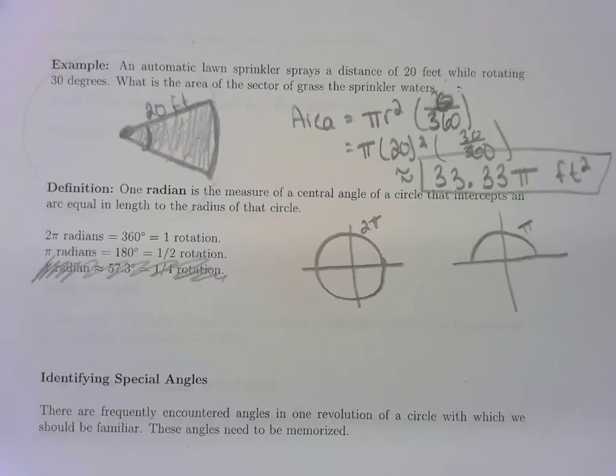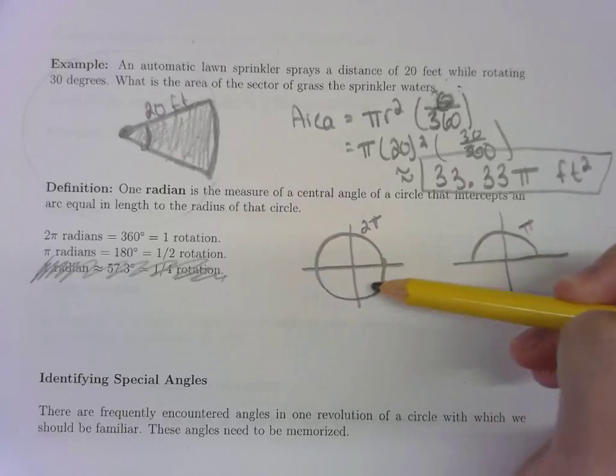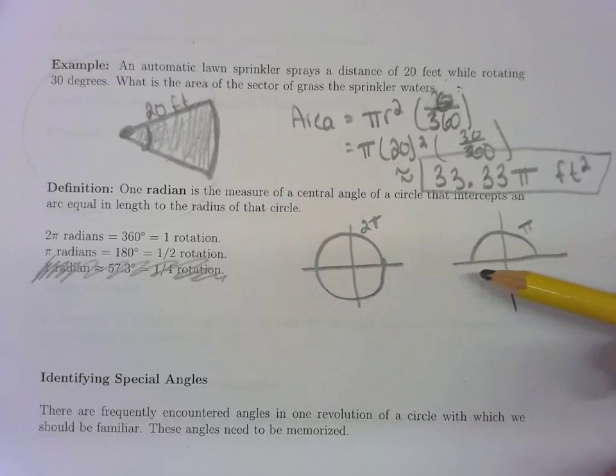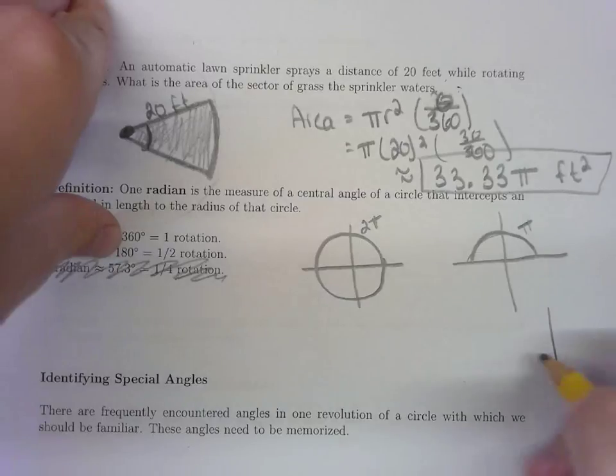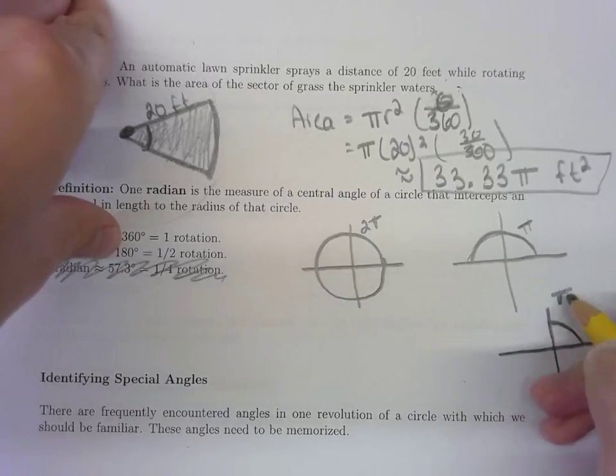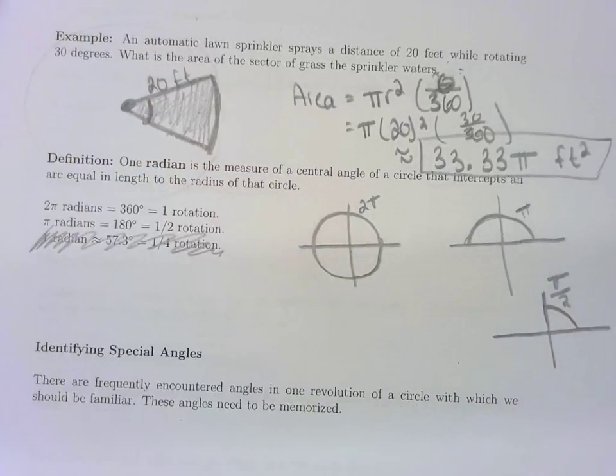So really important: 1 full rotation is 2 pi, 1 half rotation is pi. Since a half rotation is pi, that would mean half of a half, which would be here, would be half of pi, or pi over 2.